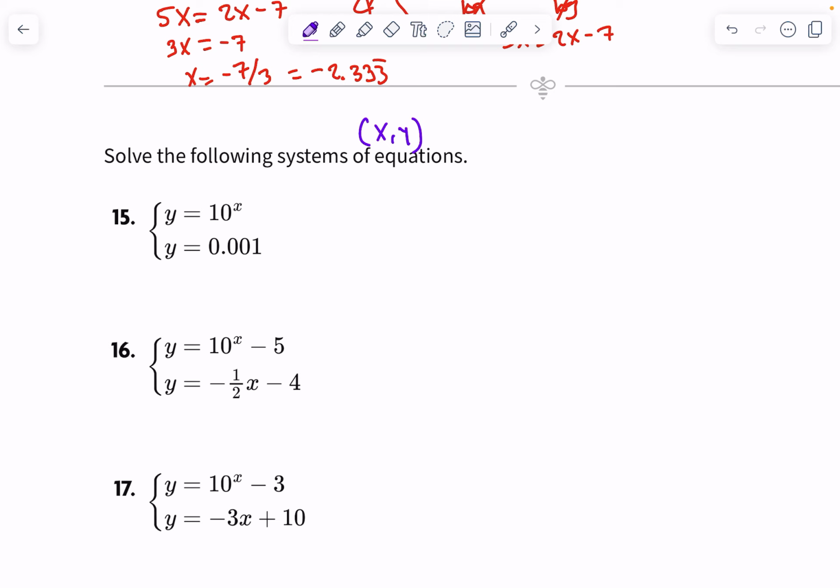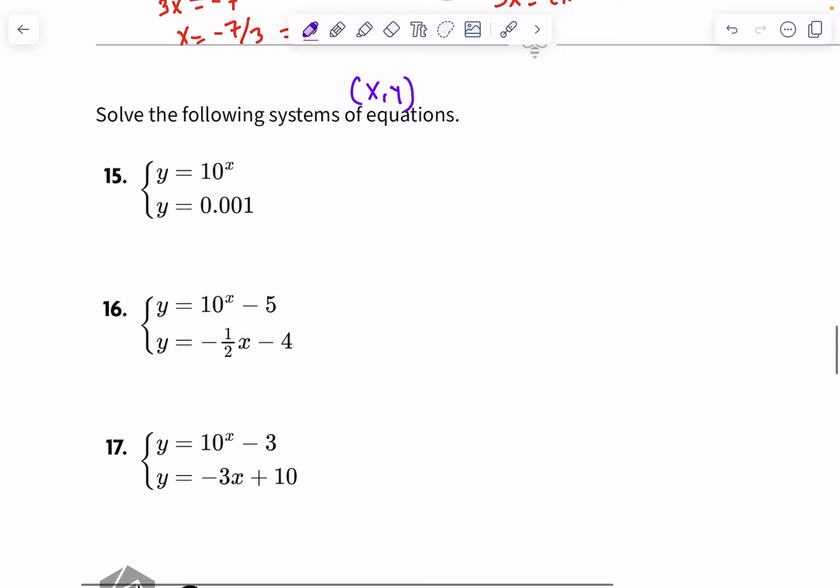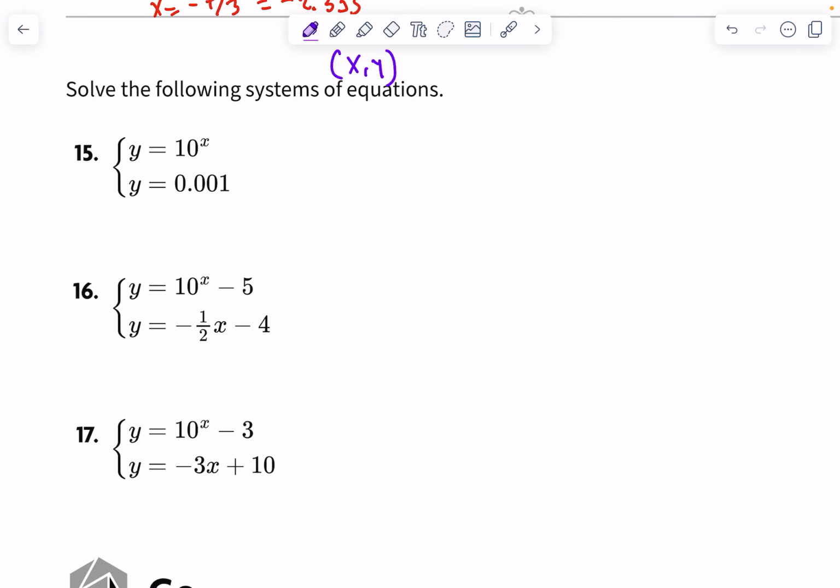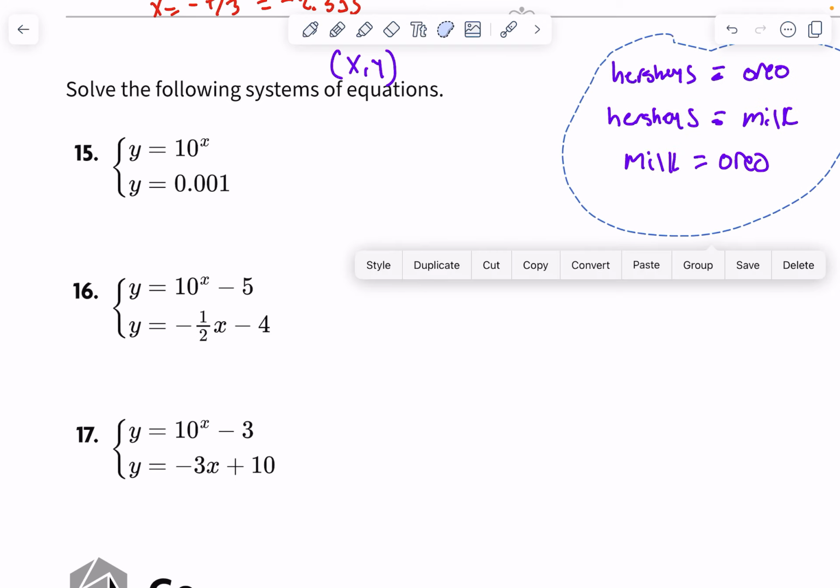So what this means is that if I tell you that Hershey's is equal to Oreo, and then if I tell you that Hershey's is equal to milk, then what I'm saying here is that milk is equal to Oreo, right? Because if both of those things are equal to Hershey's, then milk is equal to Oreo. Okay? I love Hershey's and I love Oreo and I love milk and Oreos.